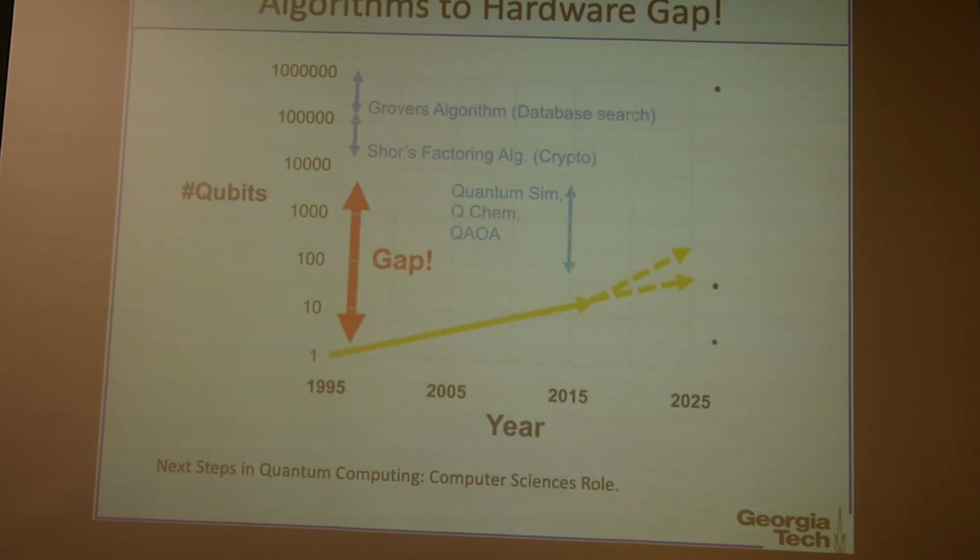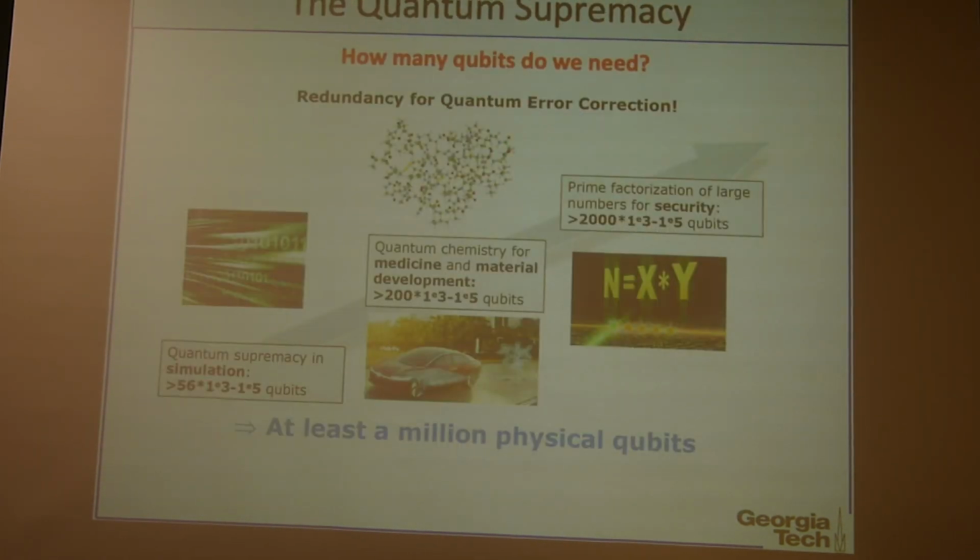All right. So the last thing that I want to show is where are we? What is it that we want to do? How many qubits do we need for quantum computing to be useful?